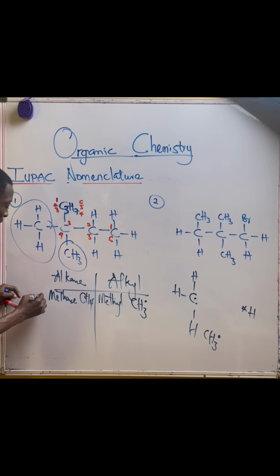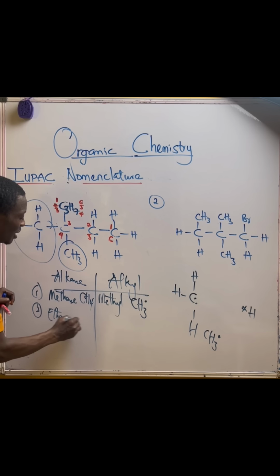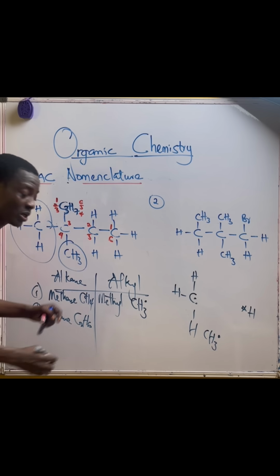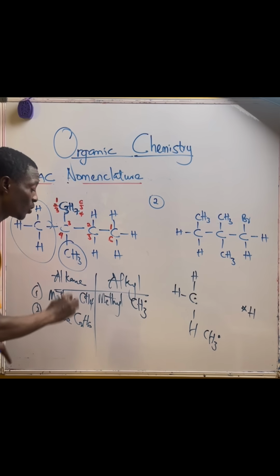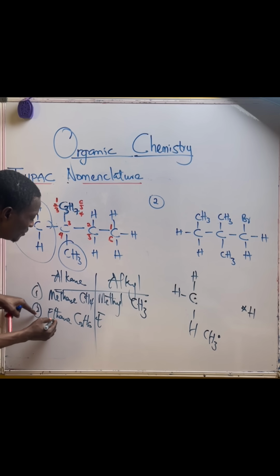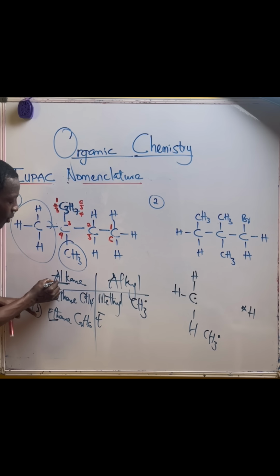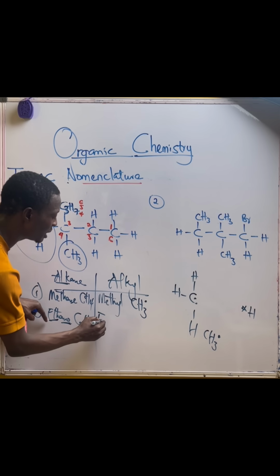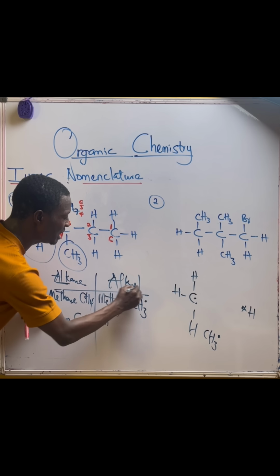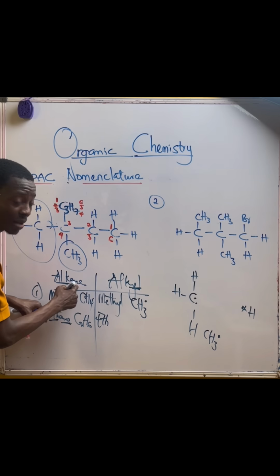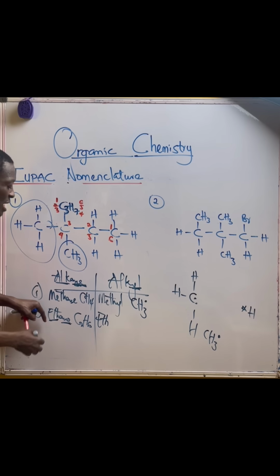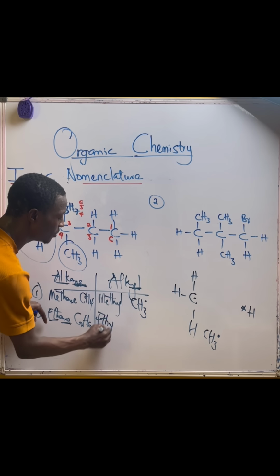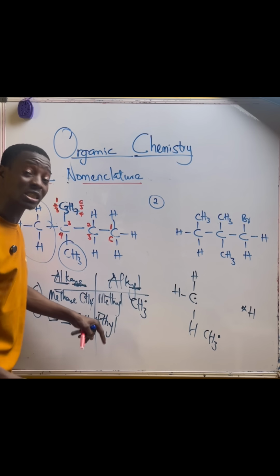So the next member after methane is ethane. Okay, so ethane, we have C2H6. When C2H6 loses one hydrogen atom, it changes the name. Instead of having ane at the end of the name, it would instead have yl. Does that make sense? So instead of us having ane, we'll have what? We'll have yl. So we'll call it ethyl.